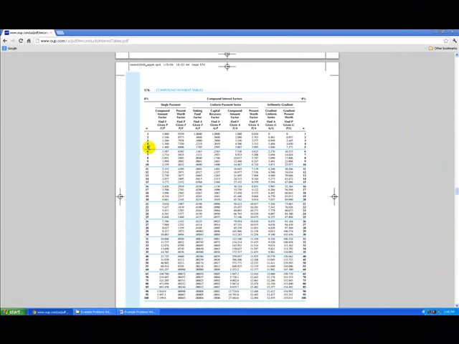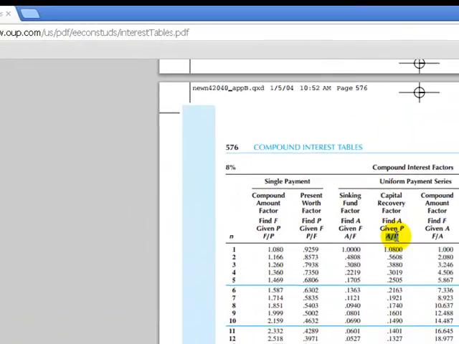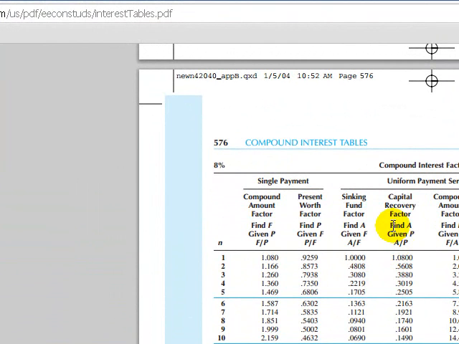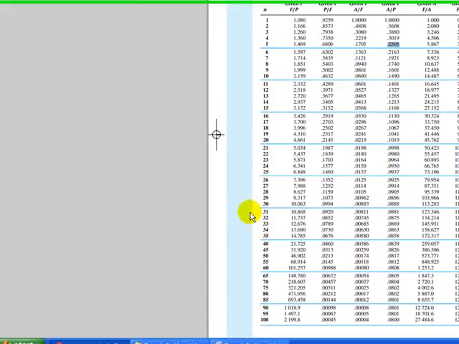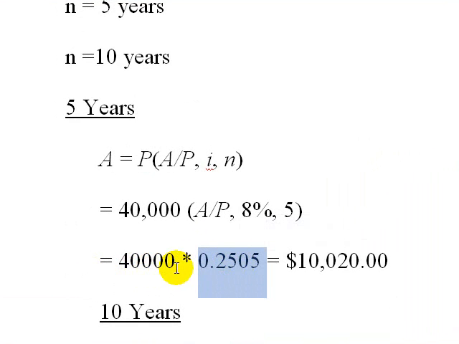So that n is equal to 5, and then we can start looking in the column. We are interested in uniform payment series because it's a repetitive period cash flow. Specifically, we are looking at A given P, also called the capital recovery factor. A given P for 5 years is 0.2505. So that factor goes in here, and we do the multiplication.